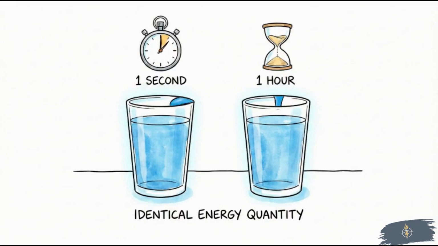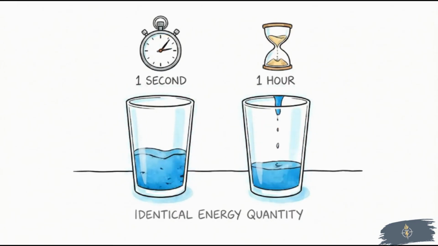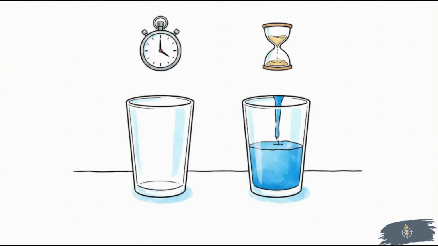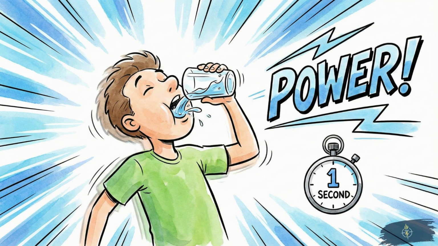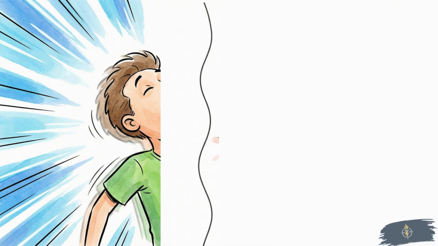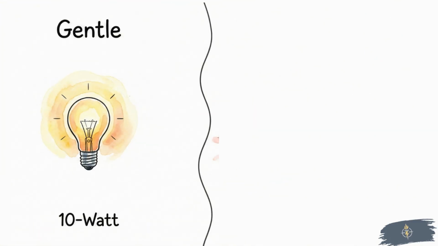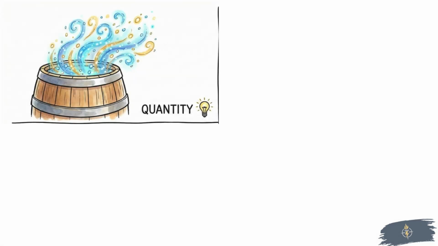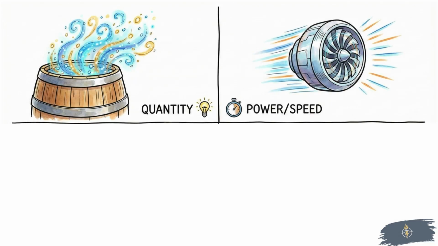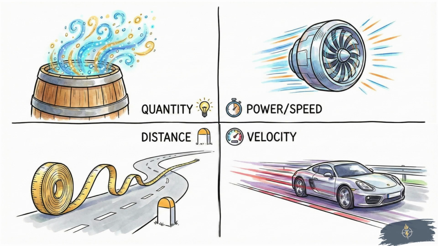Imagine drinking a glass of water. Whether you drink it in 1 second or in 1 hour, the total amount of water is the same. That's energy. But if you drink it in 1 second, your rate is much higher. That's power. A 10-watt light bulb consumes 10 joules of energy every second. A 100-watt microwave consumes energy 100 times faster. Energy is the quantity, power is the speed, and confusing them is like confusing distance with velocity.